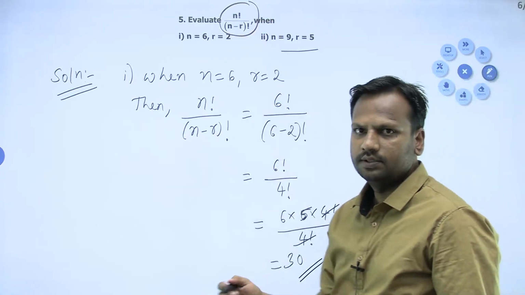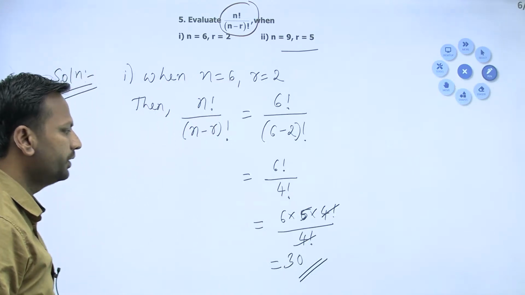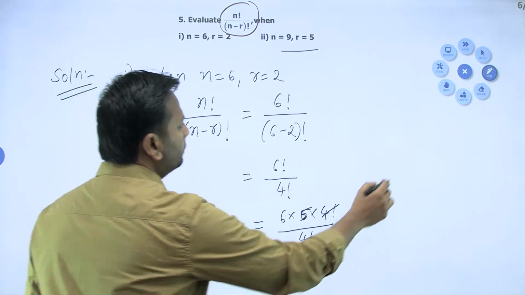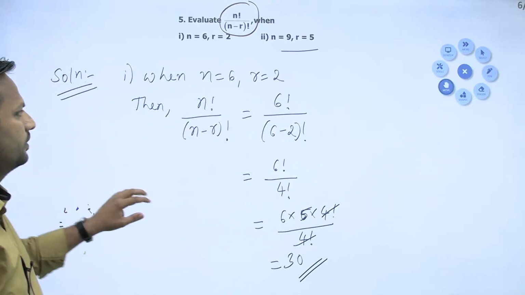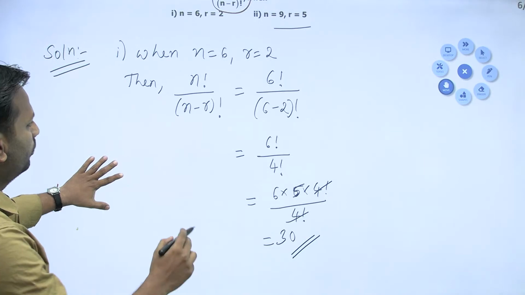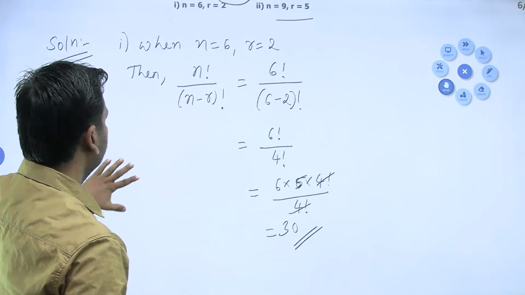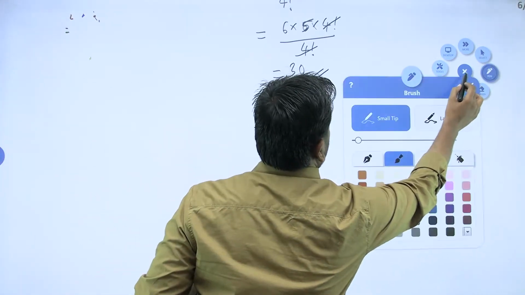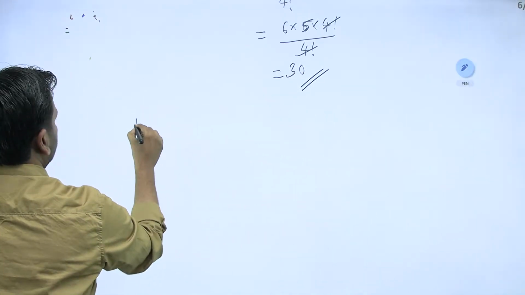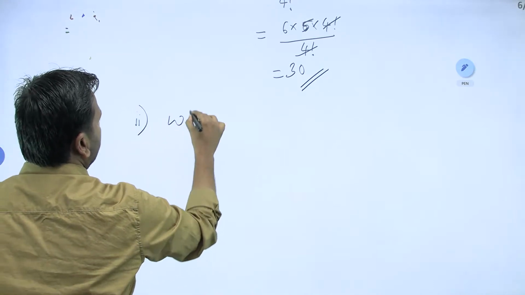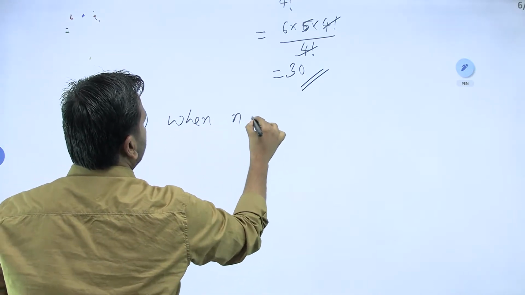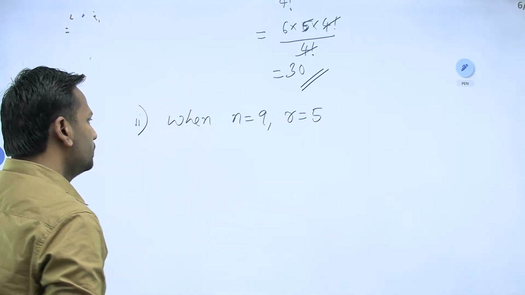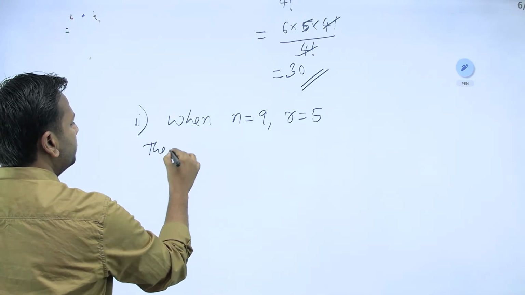First, this is the first case. Just take this down. Let me do the second one now, students. Second case. What is the second case here? When n is 9, r is 5. So then substitute these two things in the given quantity.